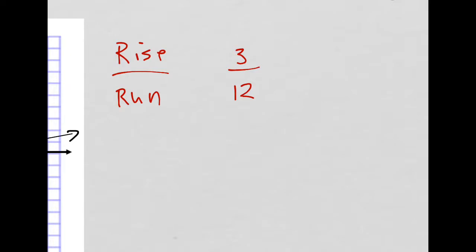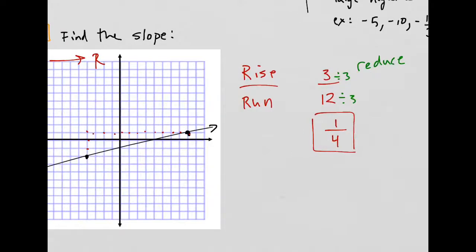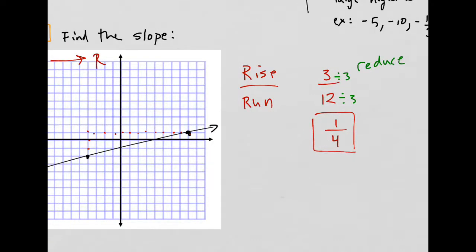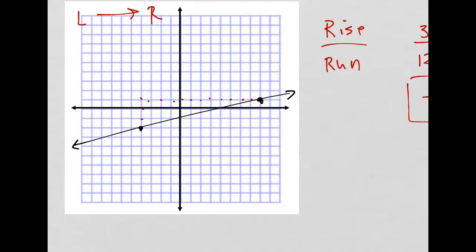Oh, no, wait, we can reduce. And here I'm going to reduce by 3. I can divide each of these by 3. This is me reducing. And so I would get 1 over 4. So the slope here is 1/4. And it's positive. You could count it backwards also.